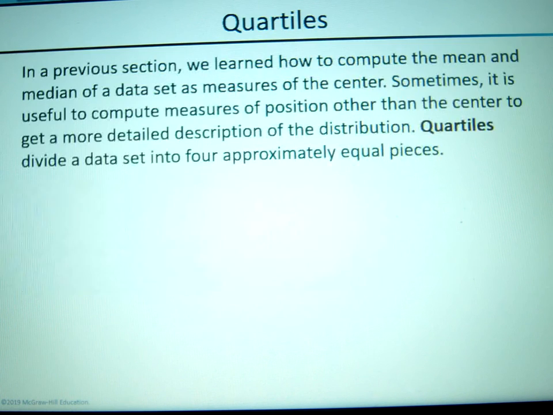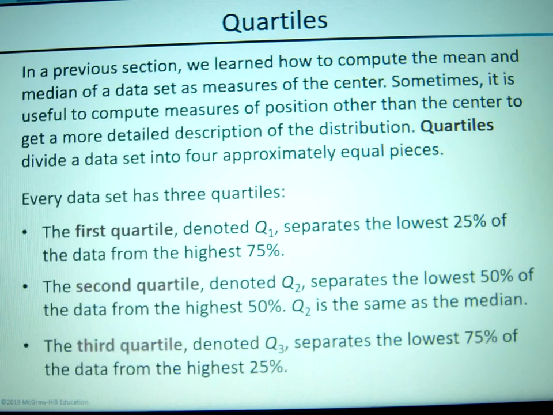Let's look at quartiles. Now, quartiles are just what it sounds like, quarters. Quarters means 4. So sometimes it's useful to compute the position rather than the center to get a detailed description of what the distribution would look like. So quartiles will divide a data set into 4 approximately equal pieces.